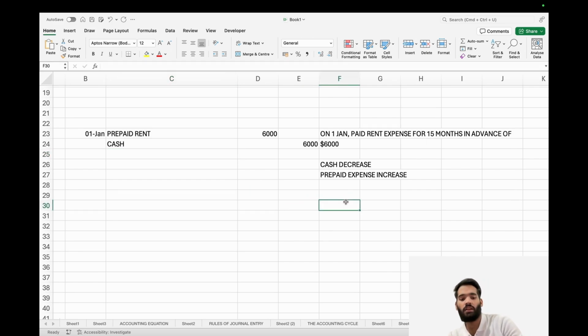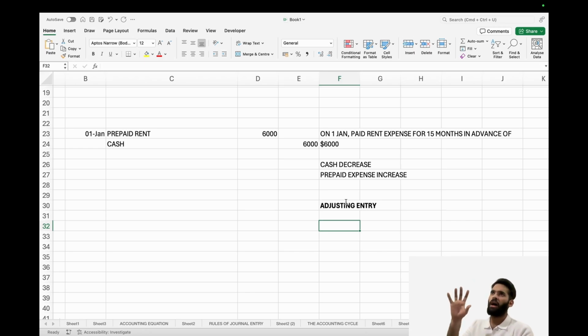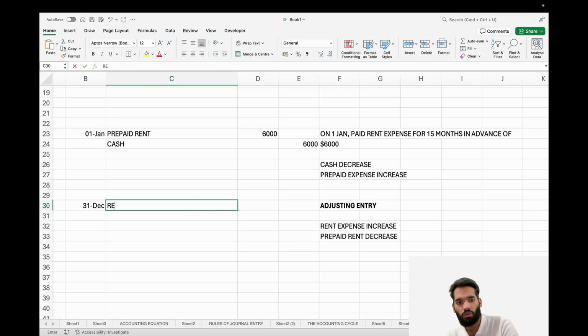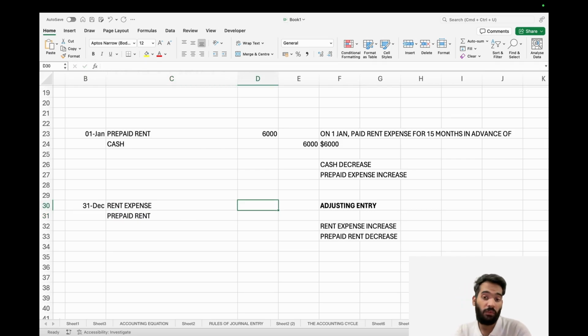Now by the end of the year, we'll make the adjusting entry. Again, the same concept. I have to think about how much prepaid no longer exists because I would have used it by then, right? By the end of the year. So again, since I've used the expense, my rent expense will increase. And since I have to decrease some of the prepaid expense account, my prepaid rent will decrease. Now, when we make the adjusting entry itself, again we'll do the same thing, rent expense debit and prepaid rent credit, but not with the full amount.